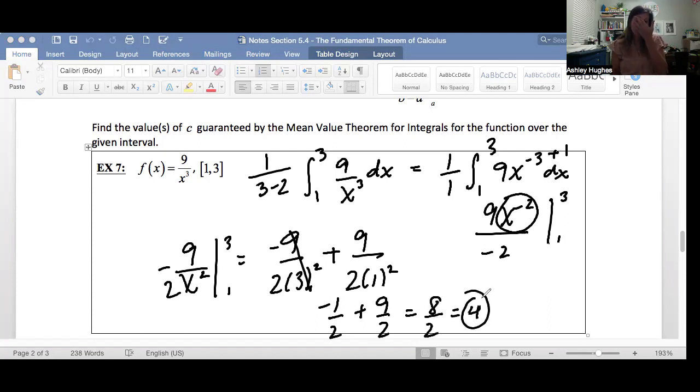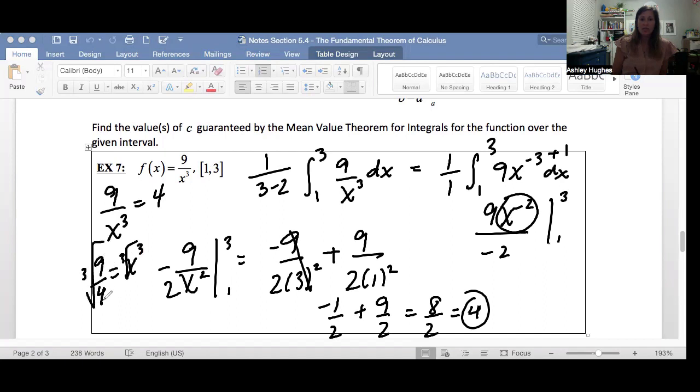And then it says to find the c values guaranteed by the mean value theorem for the integral. So it's asking us to find the values where this happens. So where is this function equal to 4? If I put 9 over x cubed equal to 4, I get 9 over 4 equals x cubed, and it would be the cube root of 9 over 4. That's where the function actually equals 4.